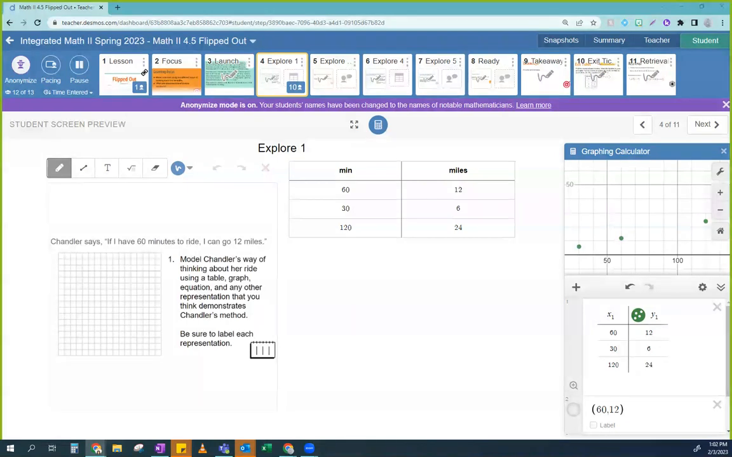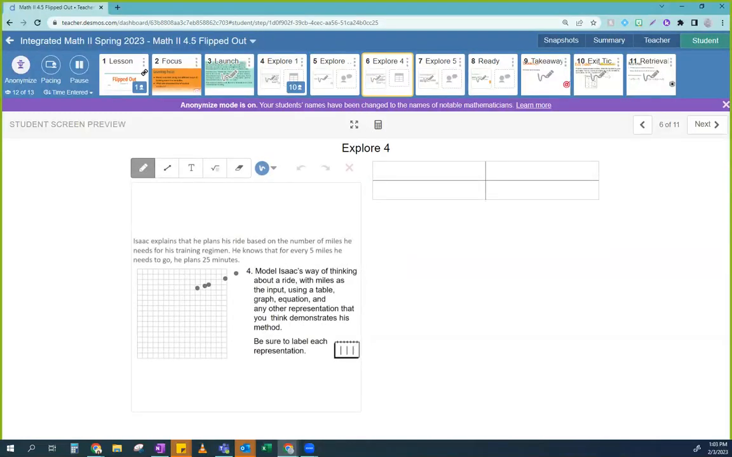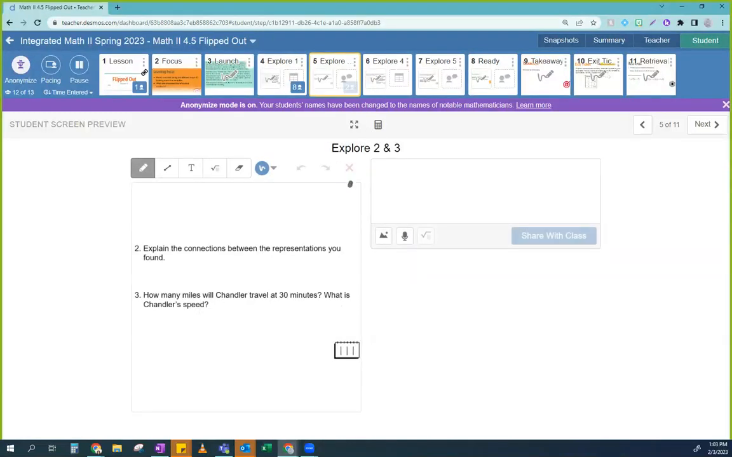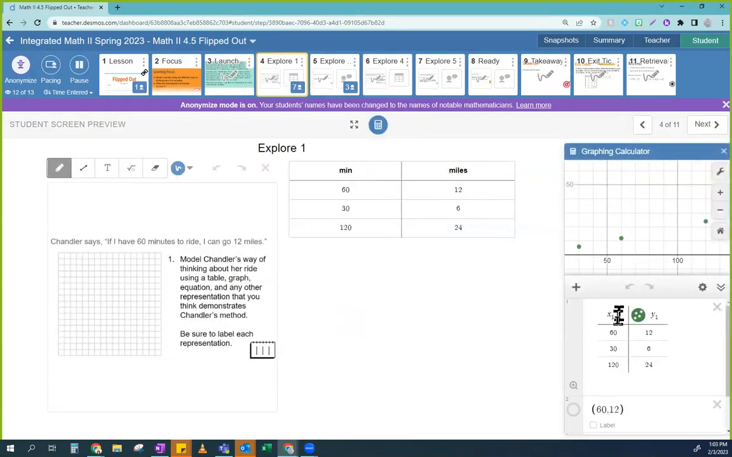So then let's see. Hold on. Give me 1 second. So then any questions on this part here? Pretty straightforward, right? So then I want you to practice, in a second, we're going to go over here and we're going to do Isaac's as well. So here's a couple questions. Explain the connections between the representations you found and how many miles will Chandler travel in 30 minutes? We figured that out. And here's what is Chandler's speed? So I'm going to go back to this one because I already graphed it and I want to look at these things. So first they asked, what is Chandler's speed?